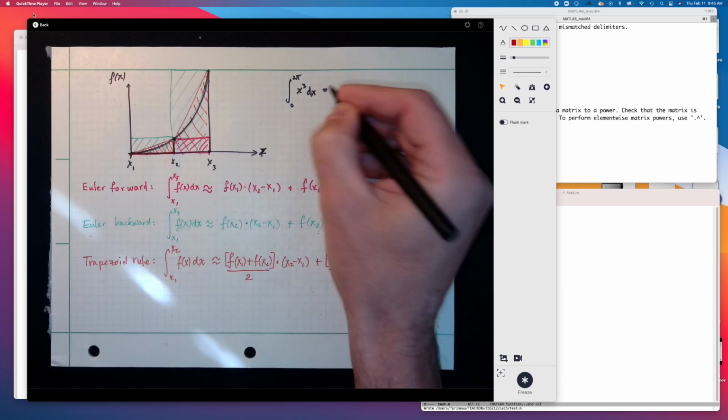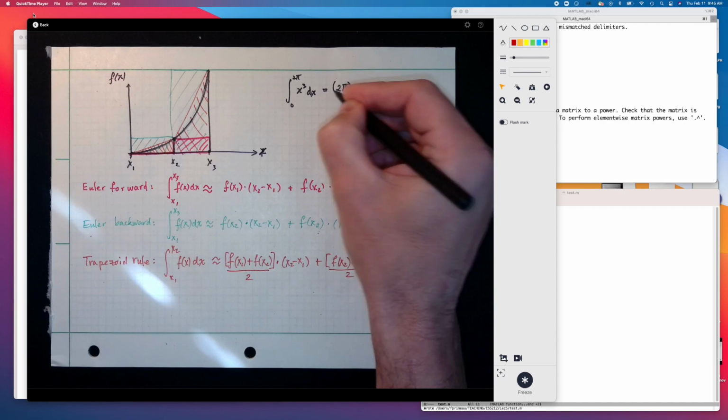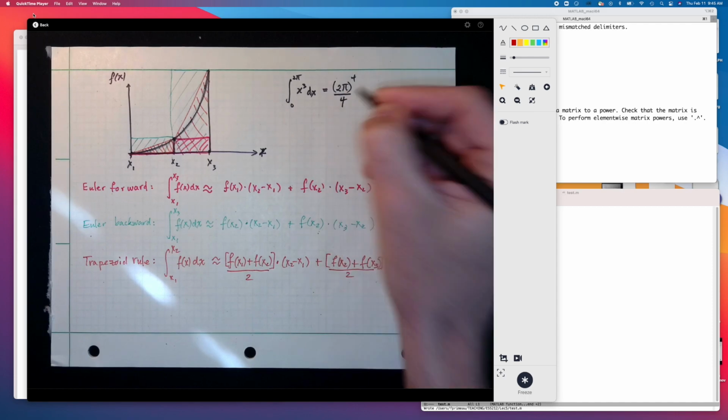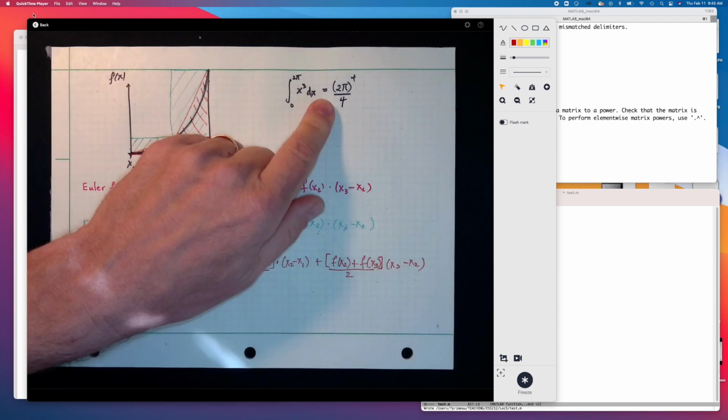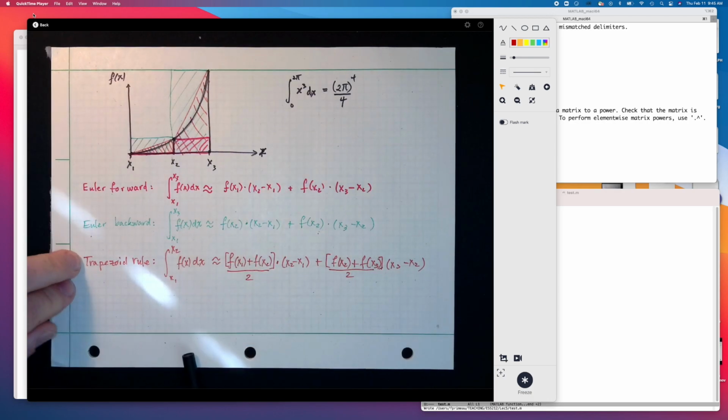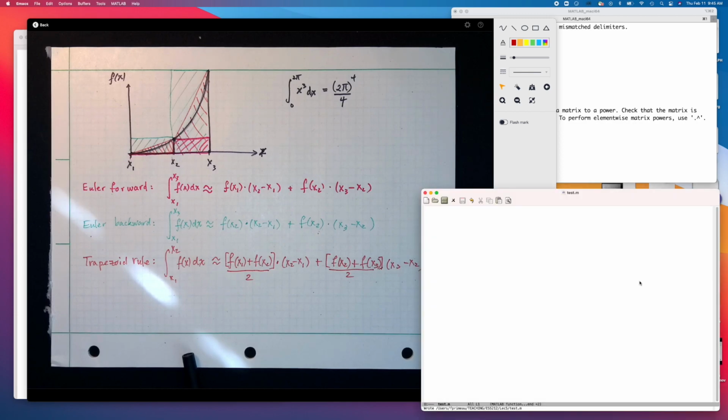And that's easy to evaluate. It's going to be 2 pi to the power 4 divided by 4. And so this is the exact answer, and then we're going to approximate it from these 3 points of view. So let's make our test function our exact, 2 times pi to the 4th divided by 4. And now we're going to make my 3 integration rules. Function r is Euler forward, with inputs t and f.